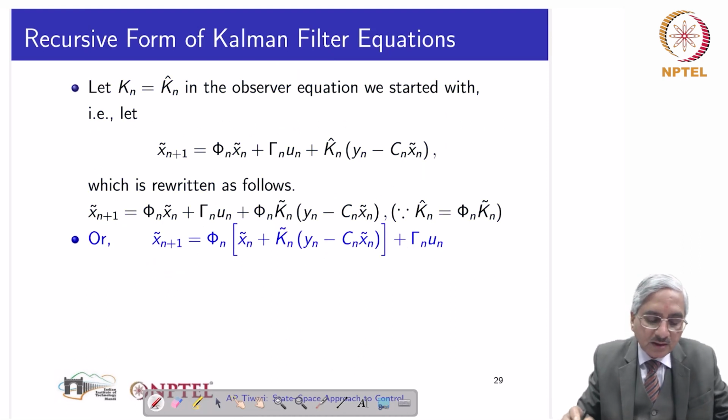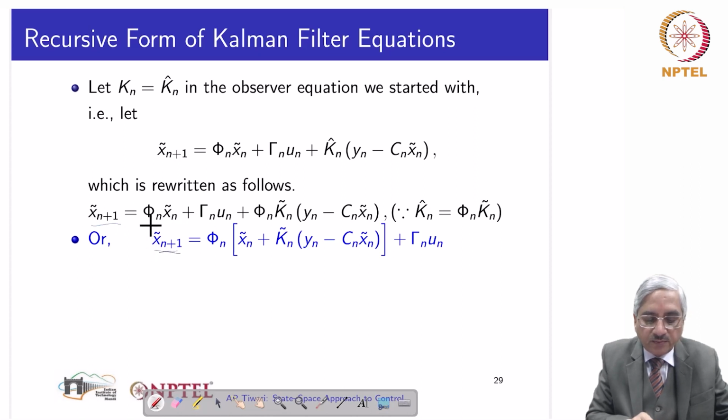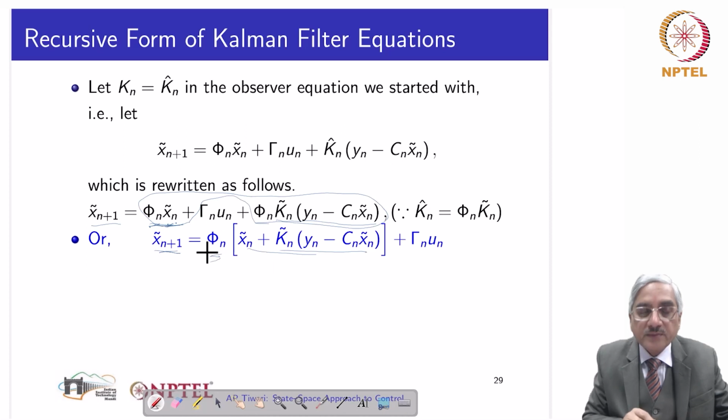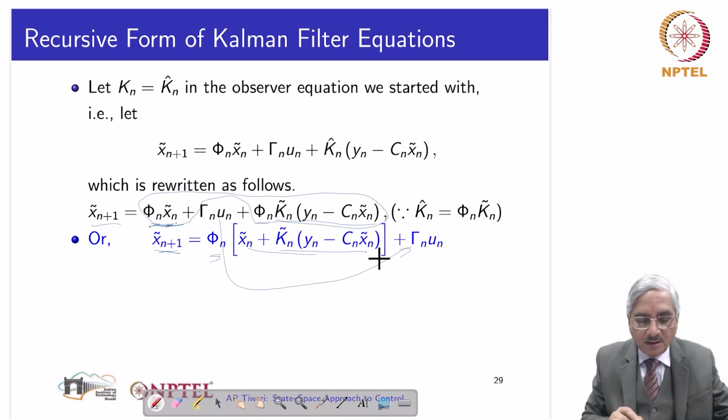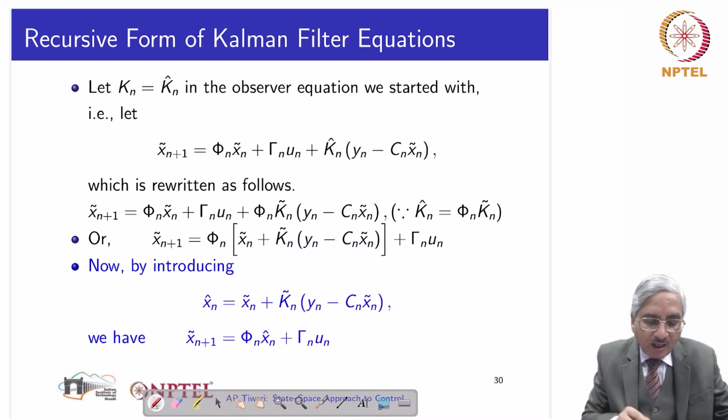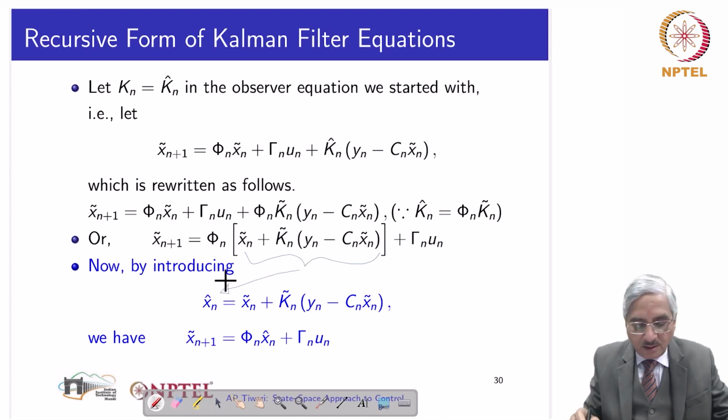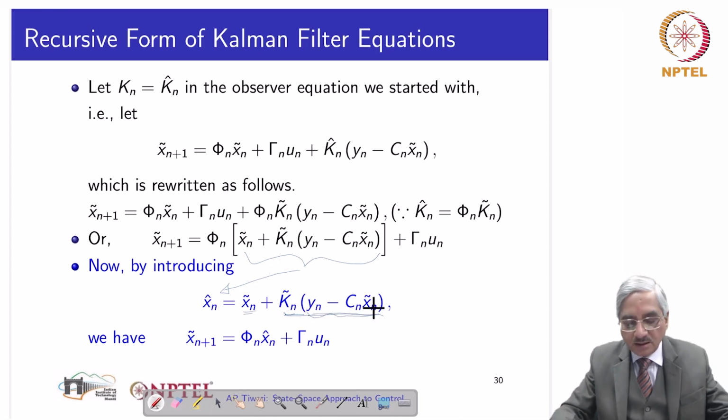And we proceed further. So xn plus 1 hat becomes phi n common, xn hat plus this Kn tilde into this term and this term taken together. Of course phi n is taken out common on the left, this gamma and un is here, which remains, and this one we denote by xn hat. So it is the xn tilde plus Kn tilde times this error, this difference, yn minus Cn xn tilde.